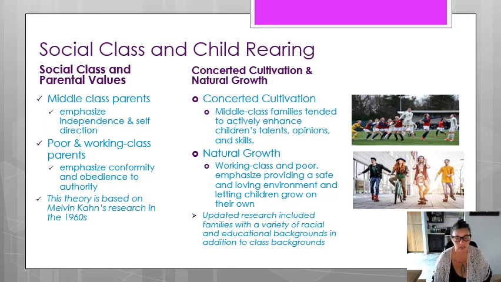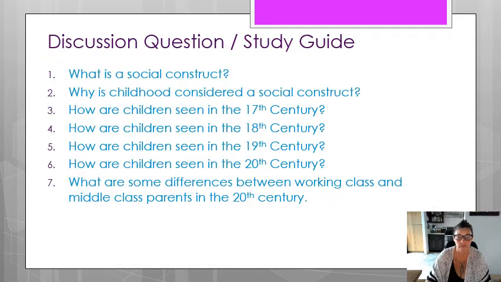It's not really a new theory. It's the theory itself just brought into modern terms, and we say concerted cultivation, right? Enhance children's talents and opinions and skills. And then natural growth, where you provide a loving environment and let children grow on their own, right? So you see that kind of shift in just the way that we're wording it. By the way, the updated research is great too, because it includes things like racial groups, different educational backgrounds, and additional class backgrounds, something that was lacking in some of the older research.